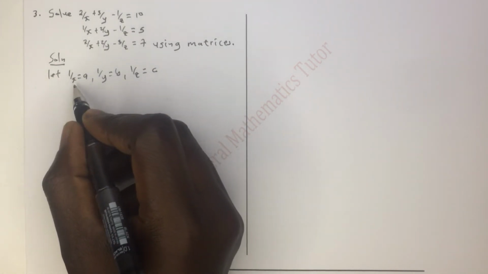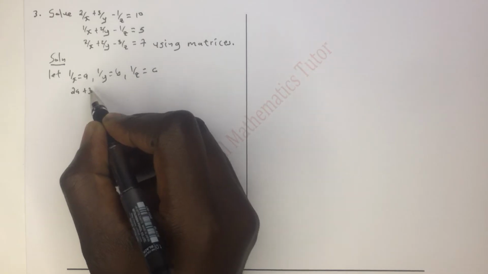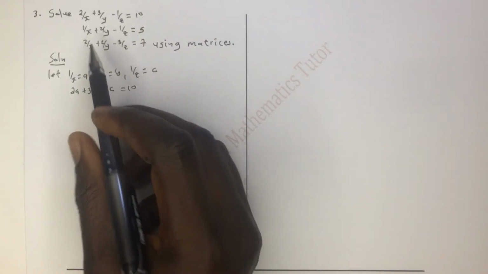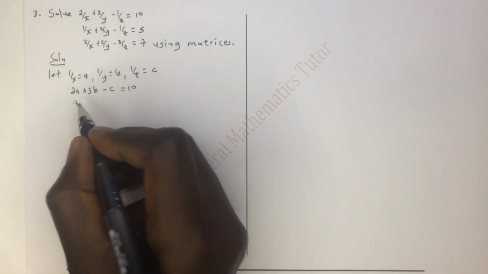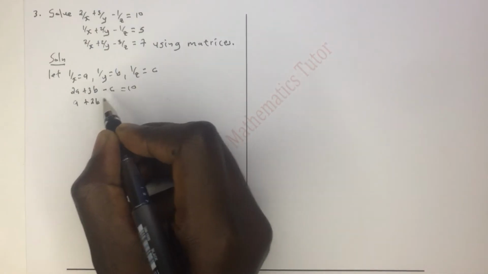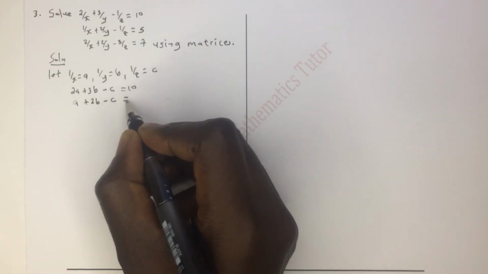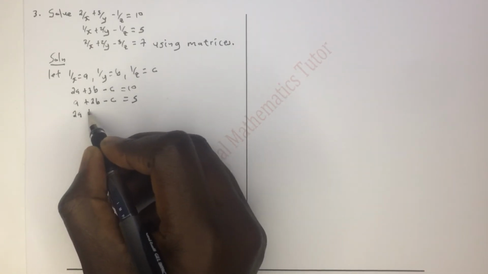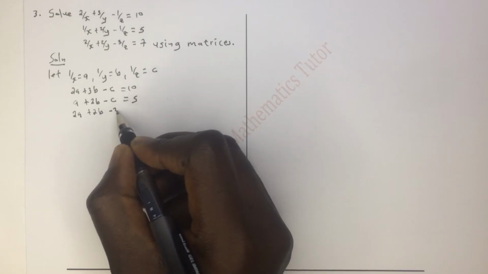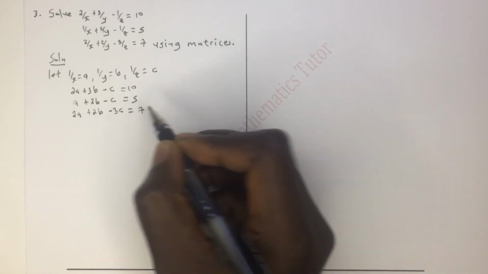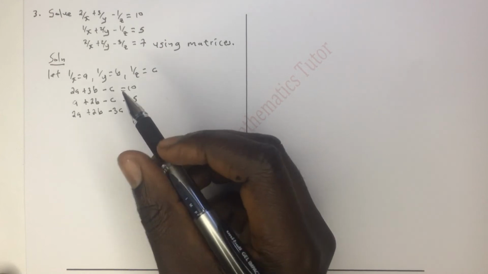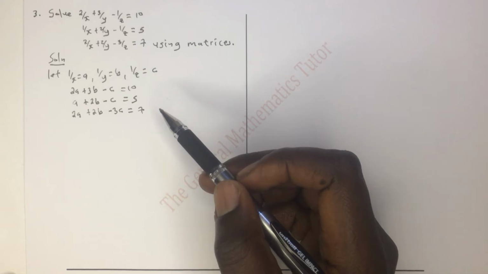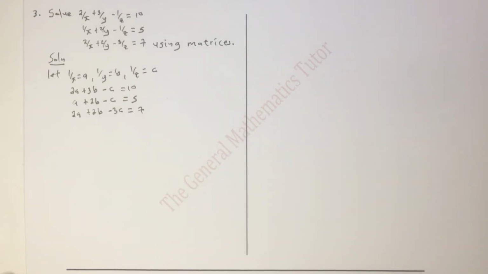one will just be 2a plus 3b minus c is equal to 10. Then the second one will be a plus 2b minus c is equal to 5. Then the other one will be 2a plus 2b minus 3c is equal to 7. So we can solve for a, b, and c, and then we substitute back the values of 1 over x, 1 over y, and 1 over z.